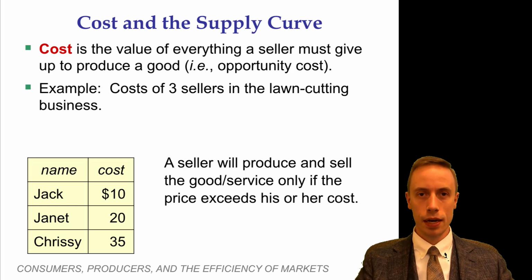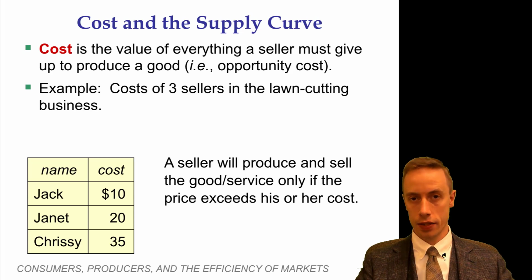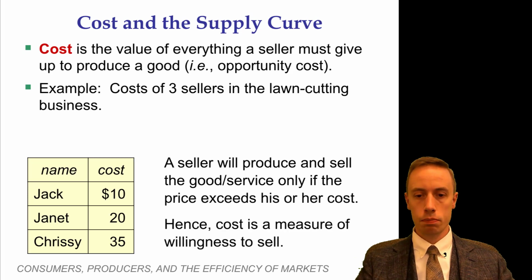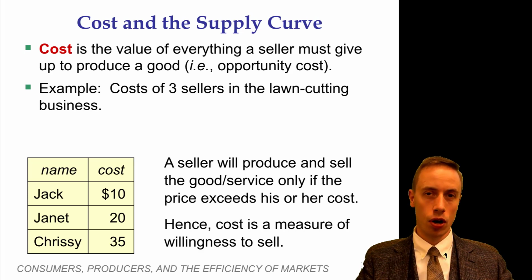For example, if the price for mowing lawns was $25 in this neighborhood, Jack and Janet would be willing to each mow a lawn. Their cost is less than this price. Chrissy would not be willing to mow a lawn. Let's go ahead and put together an entire supply schedule on this, since we now realize that the seller's cost is a measure of their willingness to sell.